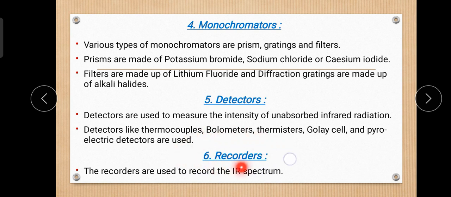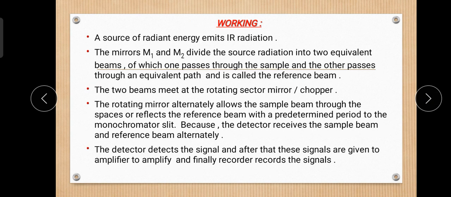Now the last part is the recorders. The recorder is used to record the IR spectrum. That means the function of the recorder is to record the IR spectrum, and after getting the IR spectrum we are able to get the information about that sample. So in this way, this is the instrumentation or different parts of the IR spectrophotometer.